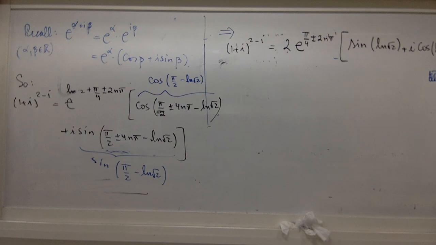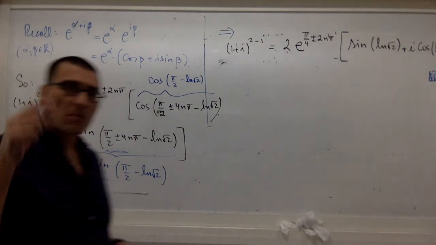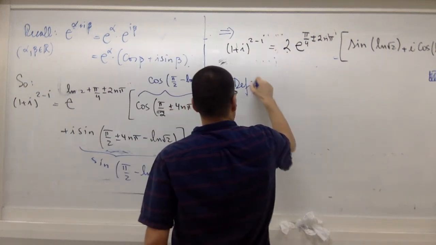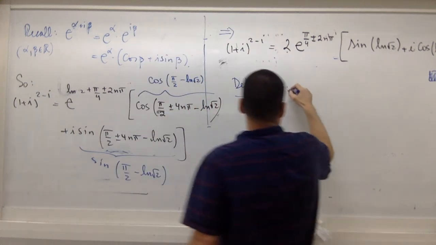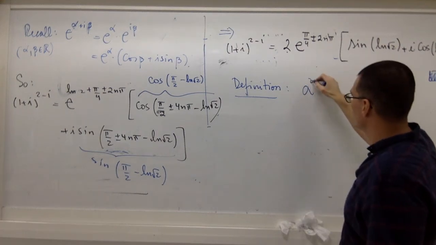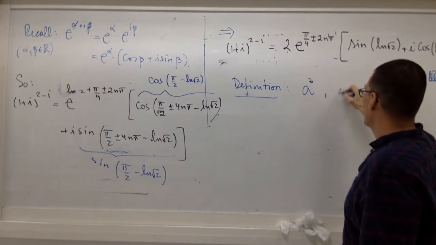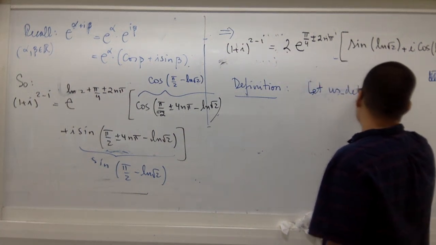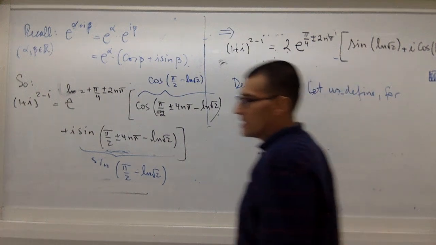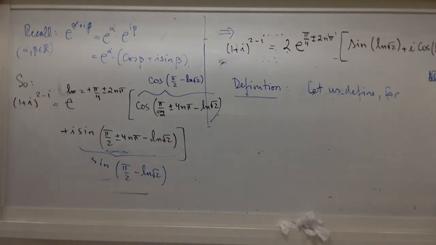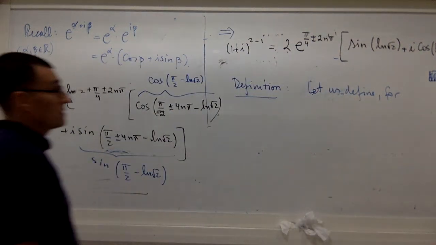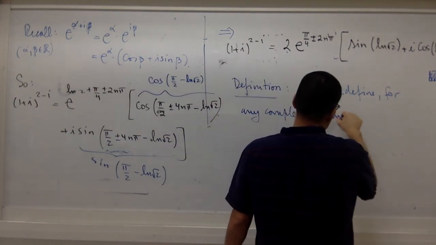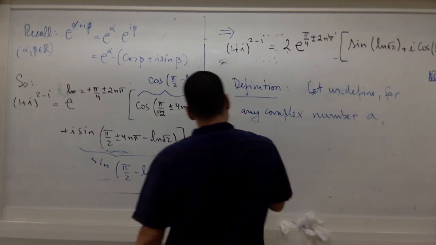Now, this is z power c. What happens if we take, for example, now the definition a power z, for a non-zero? So let us define, for any complex number a, now we need a power z.